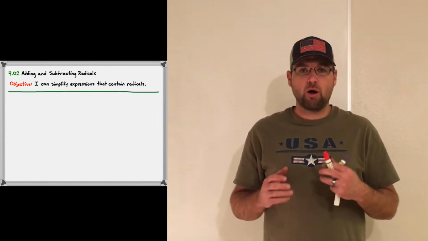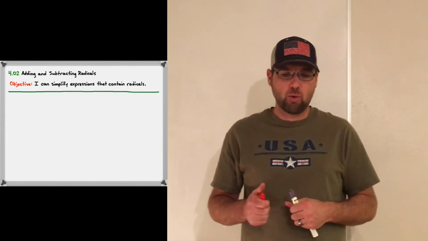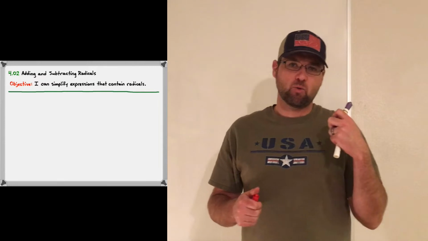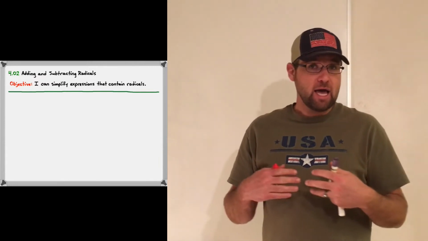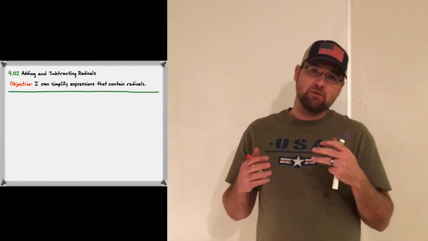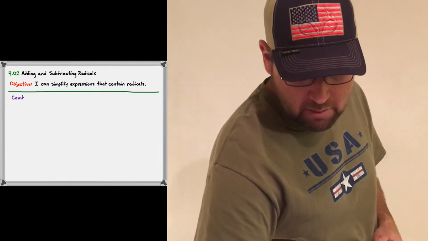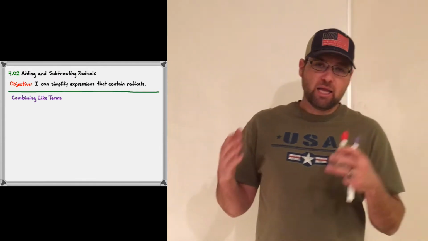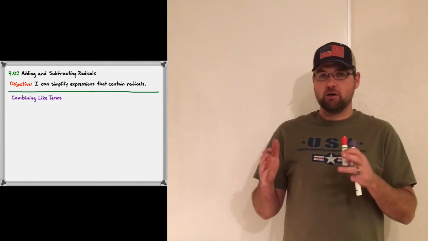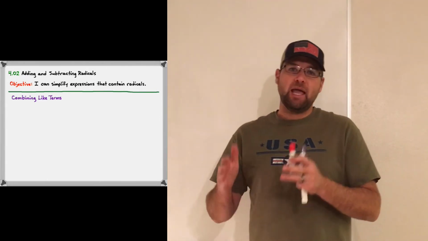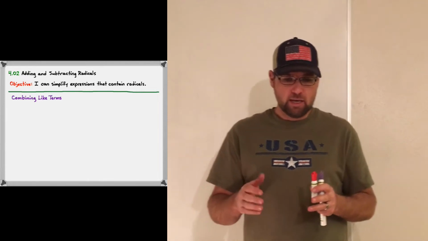Hey everyone, for lesson 2 of unit 4, we're going to be expanding on the idea of simplifying a radical by learning how to add and subtract them. Essentially it comes down to the idea of combining like terms. And so I'm going to give you a few examples of combining like terms. Remember, a like term is anything that shares the same variable and the same exponent, okay?